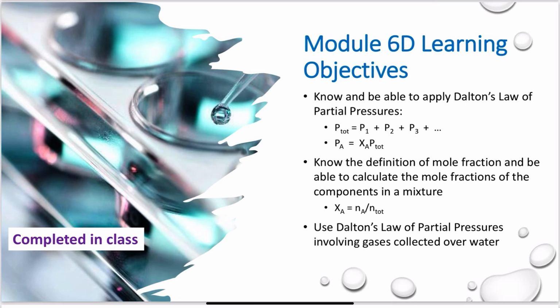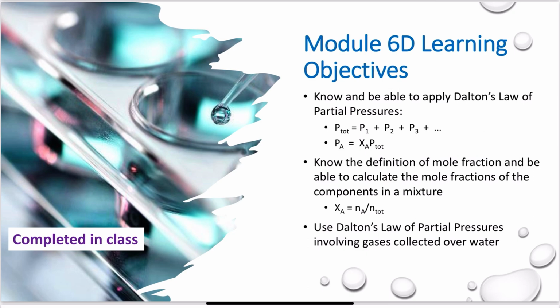Now it's time to talk about Dalton's law of partial pressures. So we've talked about gas laws individually with the ideal gas law, the combined gas law, and the individual gas laws, like Boyle's law, Charles's law, Hamilton's law, Avogadro's law. But what I want to talk about now is, if I have multiple gases in a system, what's happening?